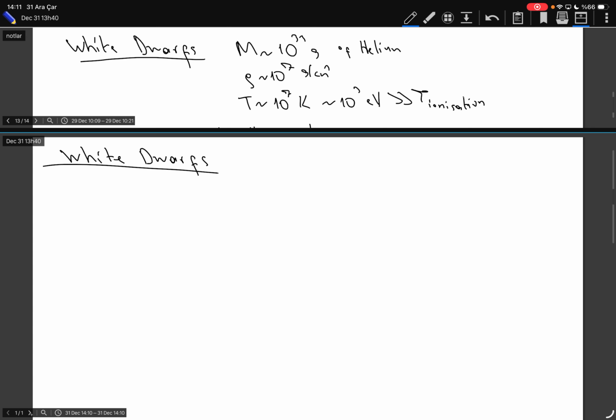Now the question: what happens in white dwarfs is mainly that the pressure of the electrons can balance the gravitational pull. The electrons are moving quite fast. They will have a high pressure. It might be enough to balance the gravitational pull, and that's the system that we will be looking at.